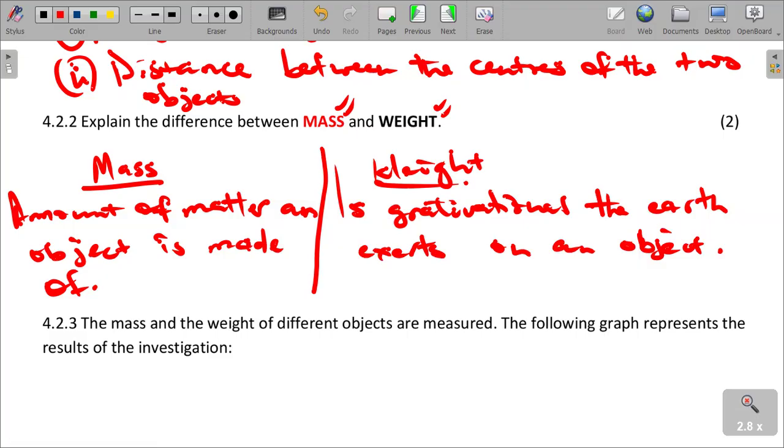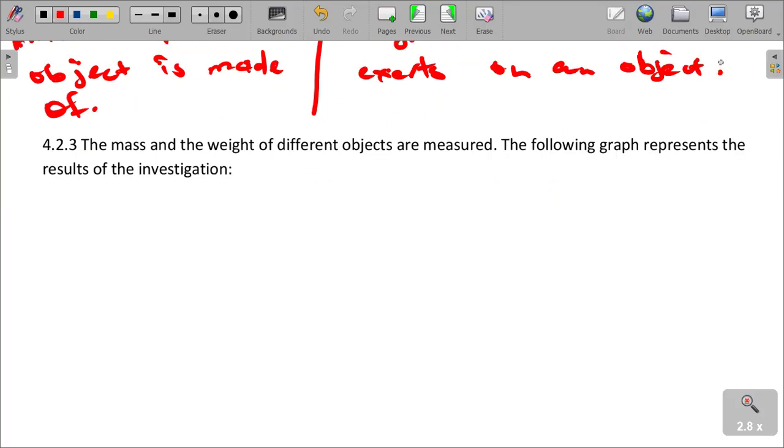Mass is the amount of matter an object is made of, the amount of matter within an object. Weight is the gravitational force that the Earth exerts on an object. How much weight an object has is pulled because of gravitational force. And then the weight and mass of different objects are measured. The following graph represents the results of the investigation.